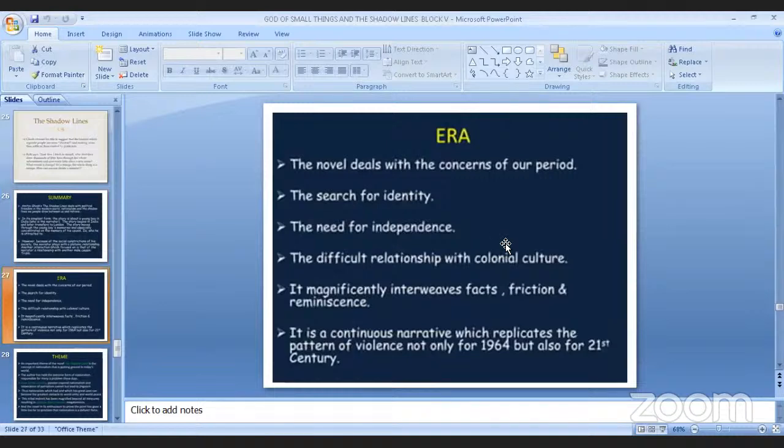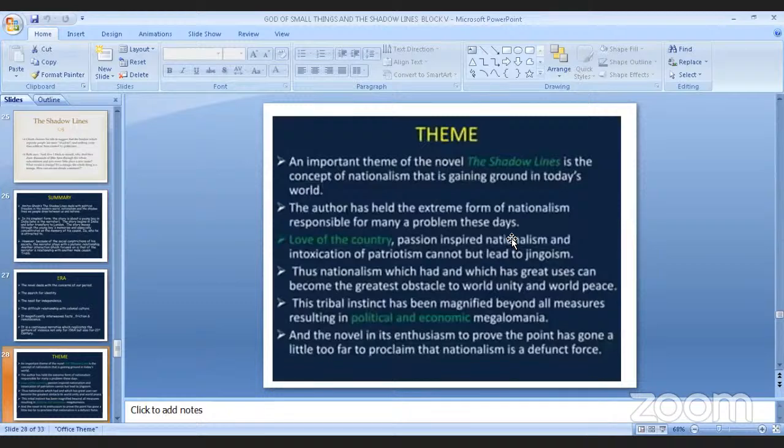So the novel deals with the concerns of the period and the search for identity, the need for independence, and the difficult relationship with colonial culture, magnificently interweaving facts, fiction, and reminiscence. It's a continuous narrative which replicates the patterns of violence not only for 1964 but also for the 21st century.